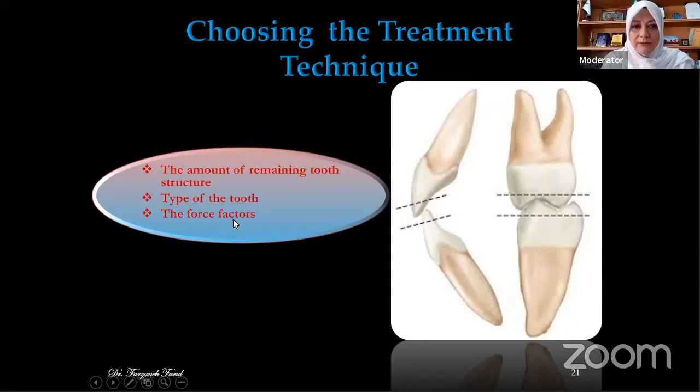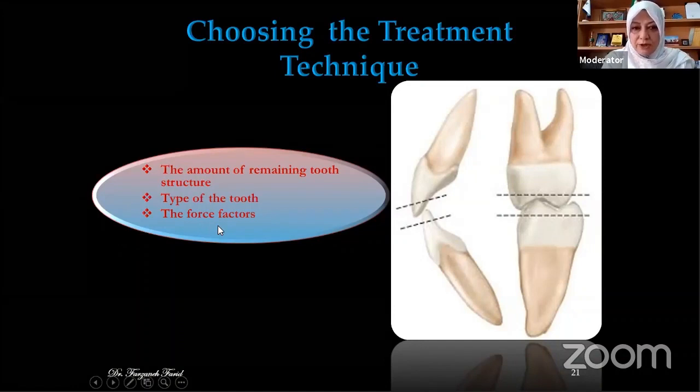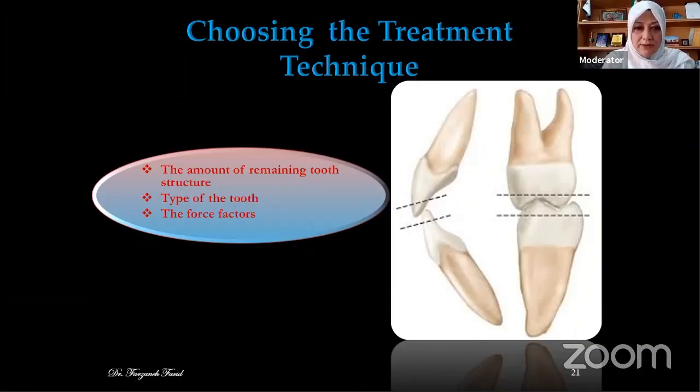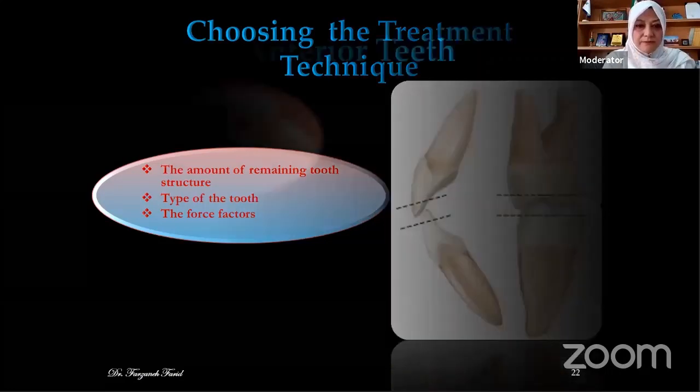The other important parameter is force factors. It means how much masticatory force your patient has. Is the patient a young person with strong musculature, with parafunctional habits like bruxism or clenching? These factors are important to consider when choosing the treatment technique. If these factors are present, it's better to use more radical treatments than conservative treatments.